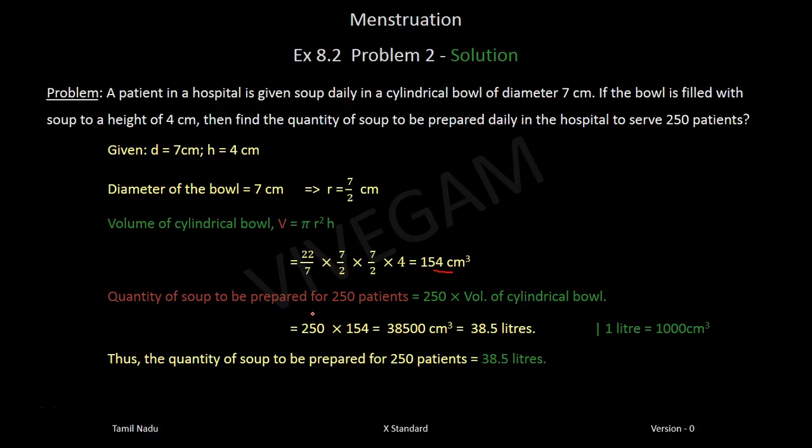Therefore, quantity of soup to be prepared for 250 patients is equal to 250 into volume of the cylindrical bowl, that is 250 into 154. So 250 into 154, we get 38,500 cm cubed. But we know 1 liter is 1000 cm cubed. So you divide it by 1000, you will get 38.5 liters. But in this problem they have not asked to give it in liters. You can either leave it here or convert it into liters, whichever you are comfortable with. Thus the quantity of soup is 38.5 liters.